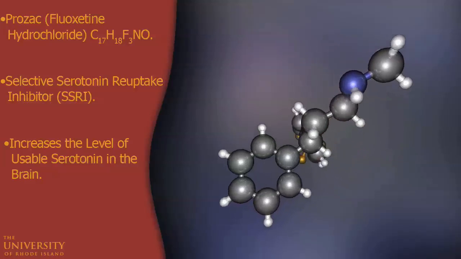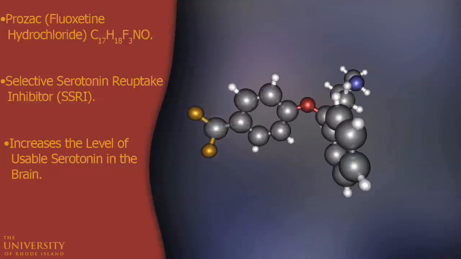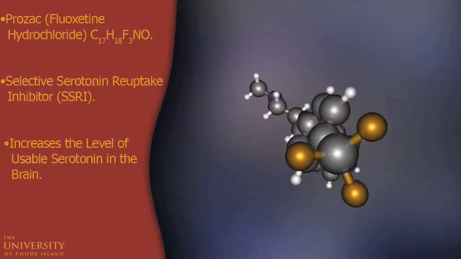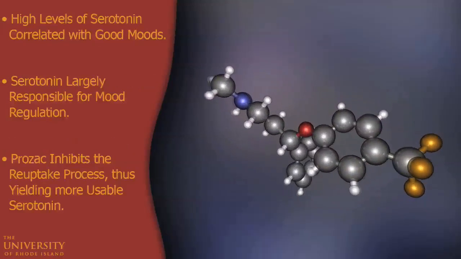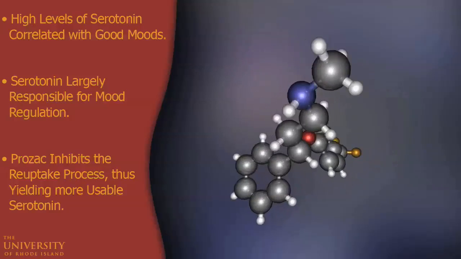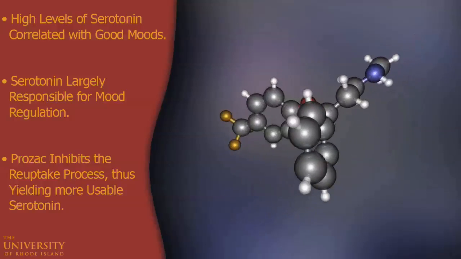Prozac is an antidepressant of the SSRI or selective serotonin reuptake inhibitor class. Typical of SSRIs, Prozac increases the level of usable serotonin in the brain. High levels of serotonin are correlated with good moods, as serotonin is largely responsible for mood regulation. But sometimes, moods can suffer if serotonin levels are too low.